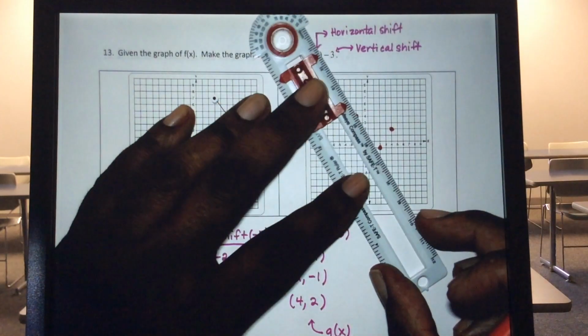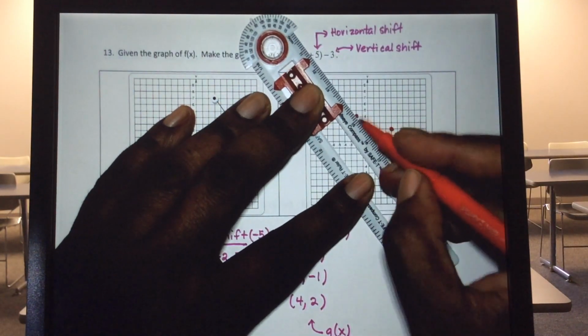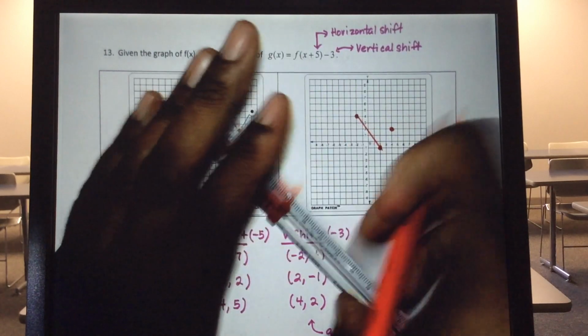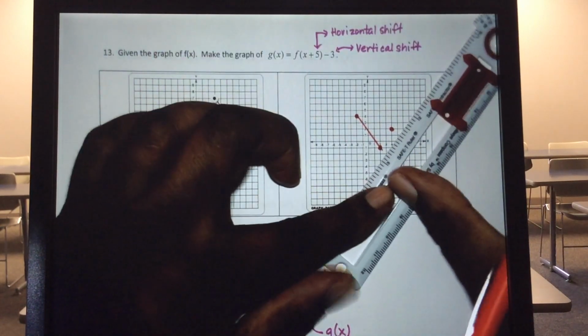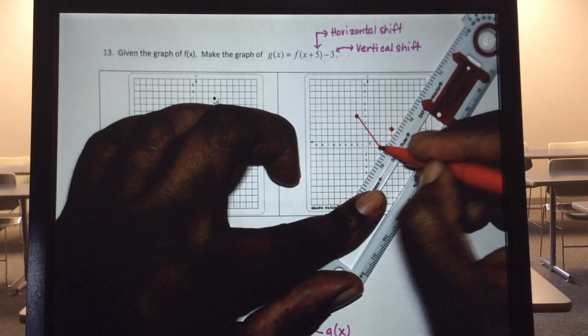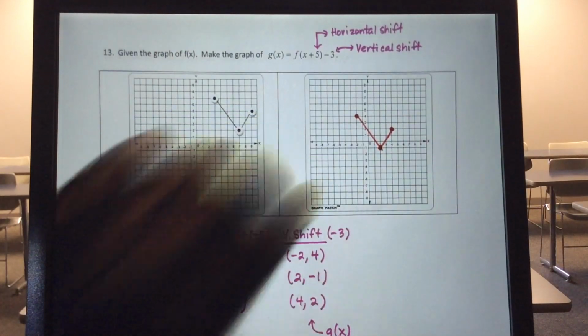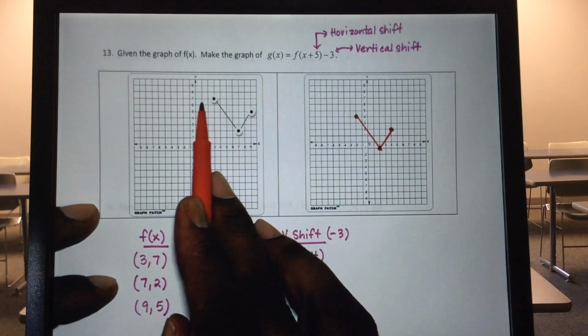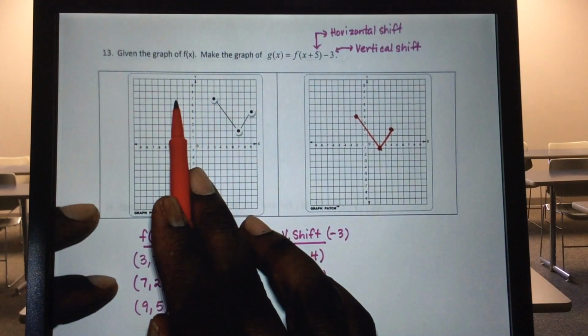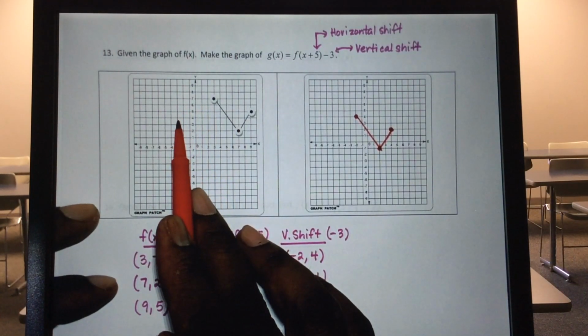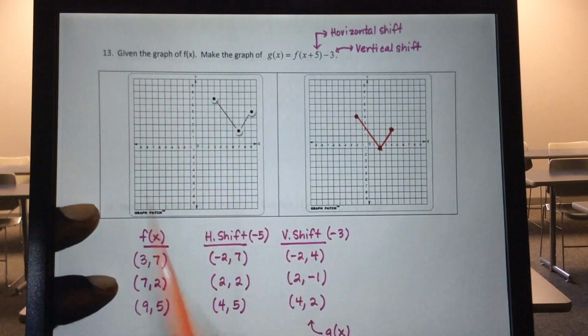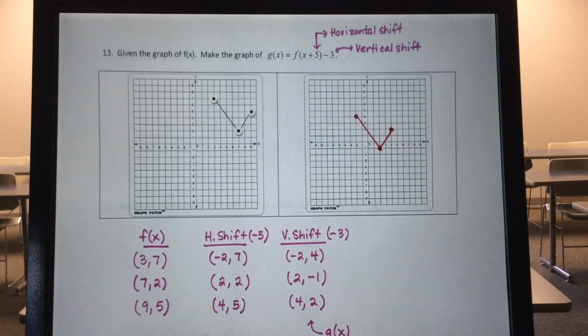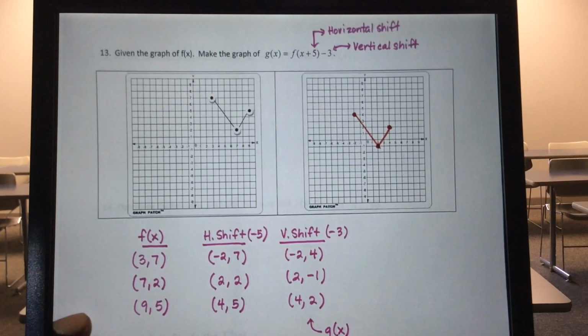Now I'm going to connect those dots in the same order as the f of x, and this is what g of x looks like. It's the same. The only thing different here is we went to the left 1, 2, 3, 4, 5, and down 1, 2, 3 for each one of those. That's problem number 13, dealing with the transformations of functions.